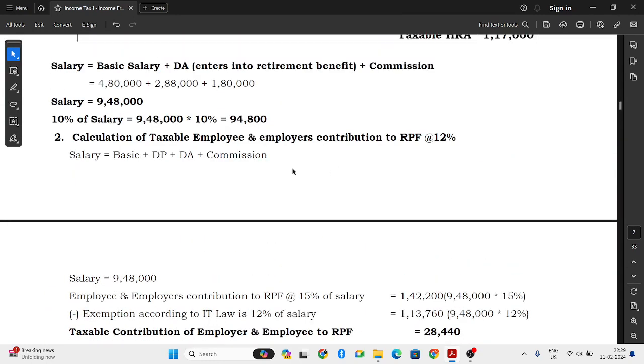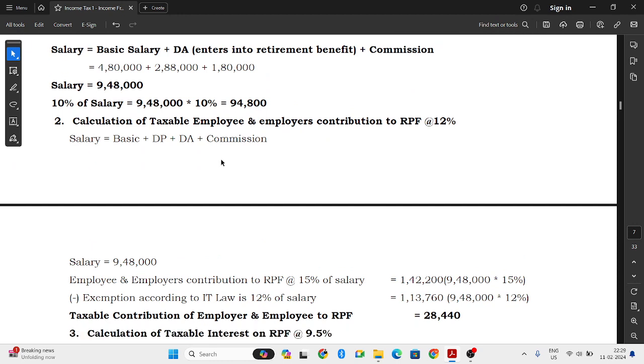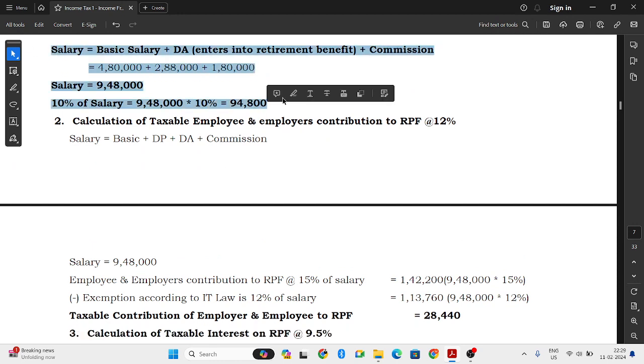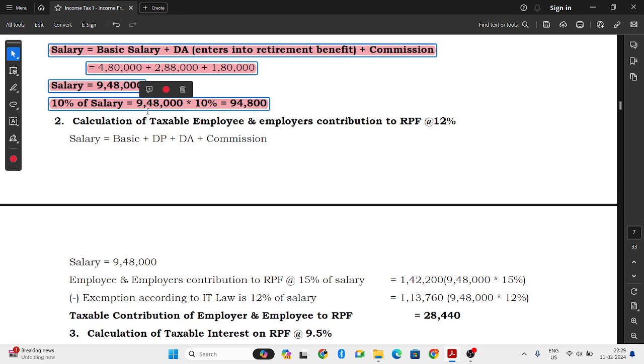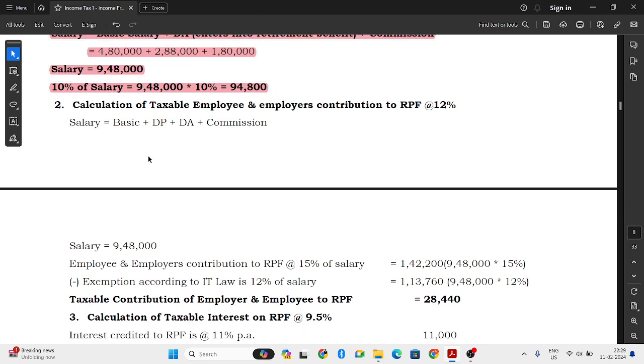So salary for the purpose of RPF is the same, whatever we have found out here, 9,48,000. Both the employer is contributing as well as the employee is contributing. But for the purpose of calculating the taxable RPF, only the employer's contribution will be taken into consideration.